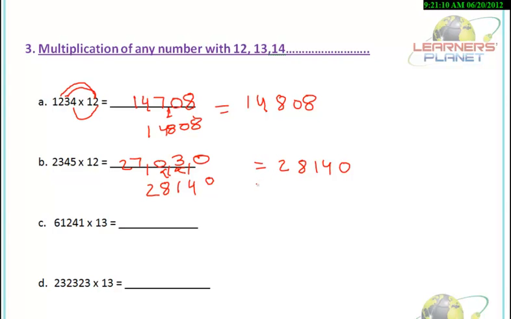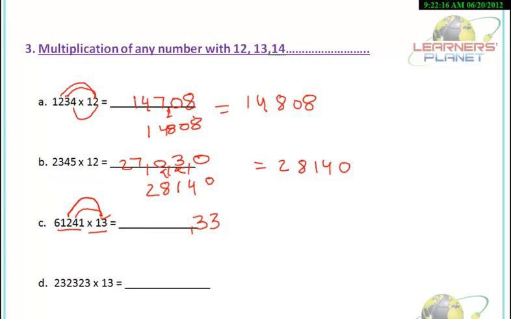Okay friends, let's take another example. Here we are going to multiply 61241 into 13. The method is similar to the previous one. In this case, we'll be multiplying the numbers by 3 and then we'll be adding them to the right digit. So here we are going to multiply 1 and 3. 1 into 3 will give us 3. Okay, then 4 3s are 12 plus 1, 13. We write 3 over here, 1 over here.